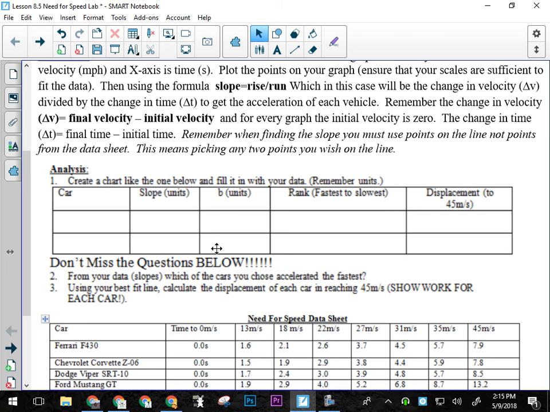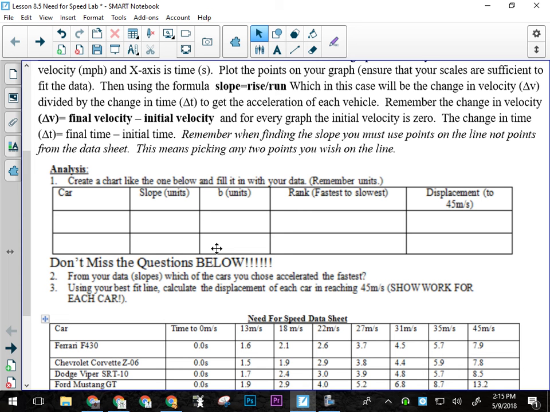Okay, so what you're going to need to do in the analysis is fill in this chart. All right, so for the Ferrari, I'd write Ferrari in here. I'd put the slope, which I get from the equation Google Sheets spit out for me. Okay, I'd put in B with the proper units, whatever the units for B are going to be. Google Sheets will not spit that out. You'll have to figure that part out. Okay, and then rank them. Which was the fastest accelerator? Rank them from 1 to 5, fastest being 1, slowest being 5.